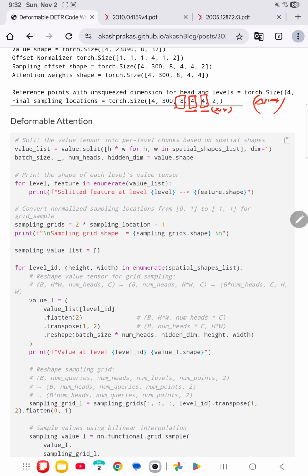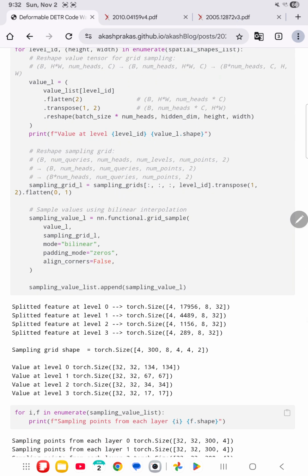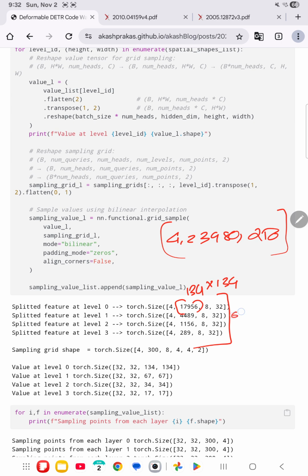And now we see the same, I just copy-pasted the same code from the encoder side. So what is happening here is also the same. We have the encoder feature map, which was 4, 23980, 256. We split them up into, say, 134 by 134, this will be 67 by 67, this will be 34 by 34, and this will be 17 by 17. So we split them up.